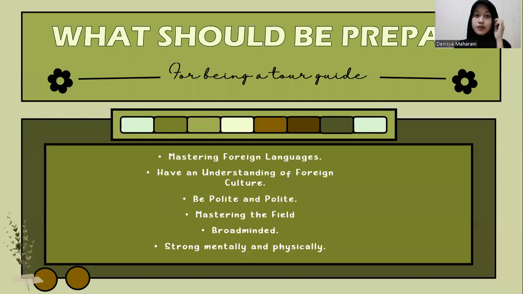And then next, I will explain about what should be prepared for being a tour guide. There are a lot of things that you need to prepare if you want to be a tour guide. The first, you need to master a foreign language. The second, you have to have an understanding of foreign culture. Number three, be polite. Number four, mastering the field. The next is broad-minded. And the last is strong mentally and physically.